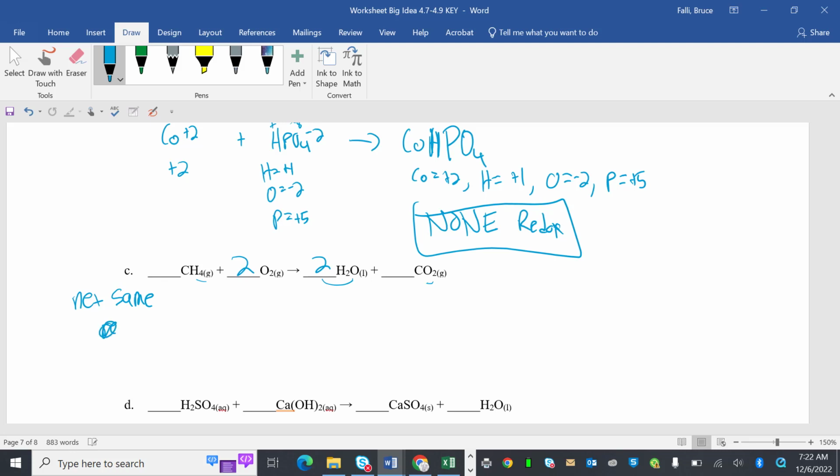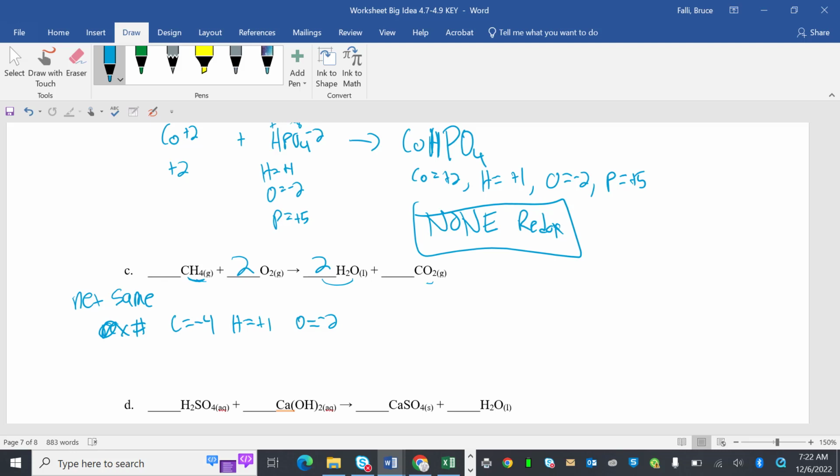Redox, or oxidation numbers. Carbon is minus 4. H is plus 4. O is minus 2. Okay, I did the wrong thing. H is not plus 4. H is plus 1. Remember, oxidation numbers for one of them, right? So hydrogen is always plus 1.